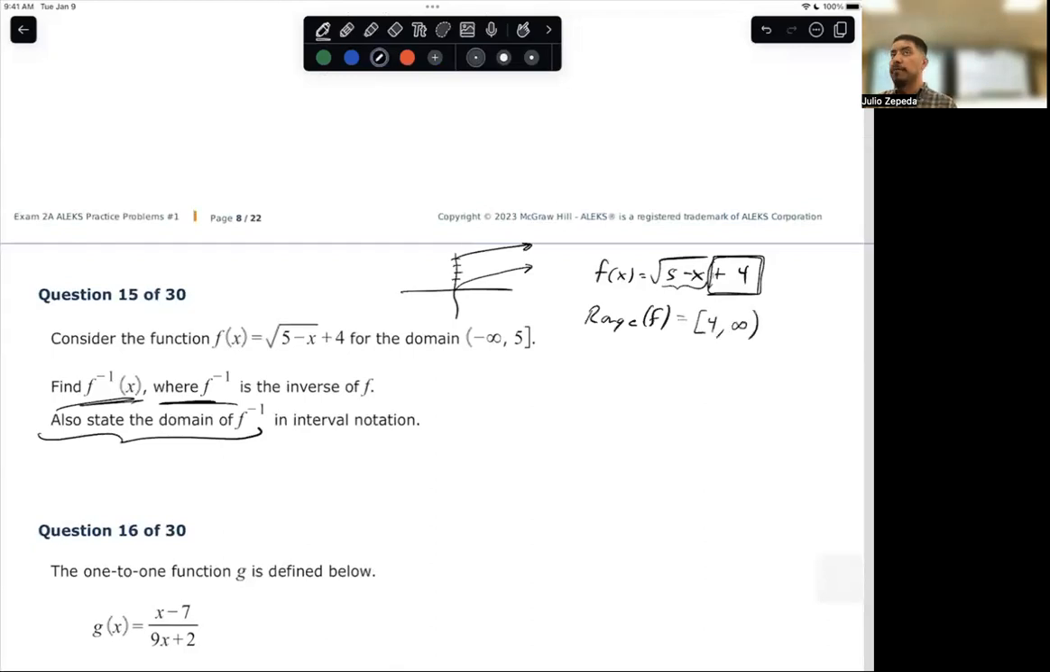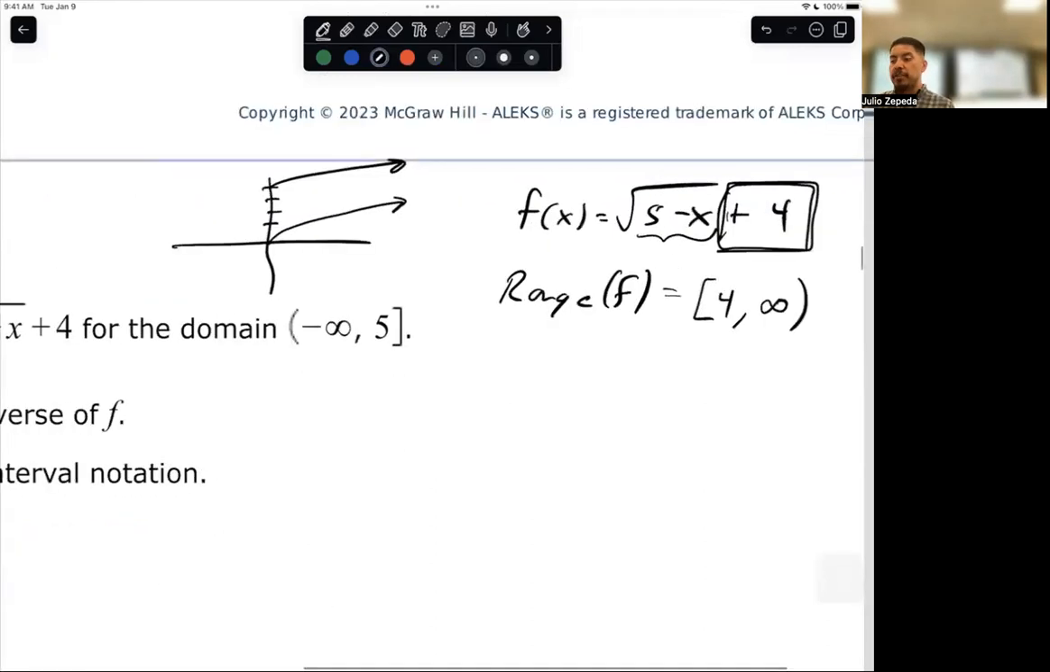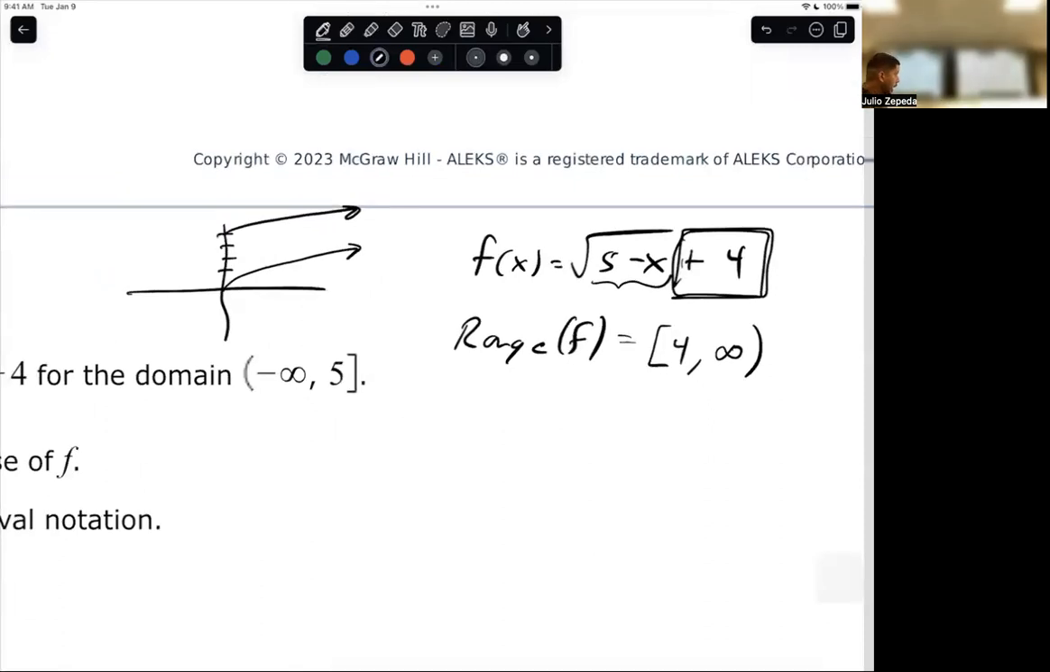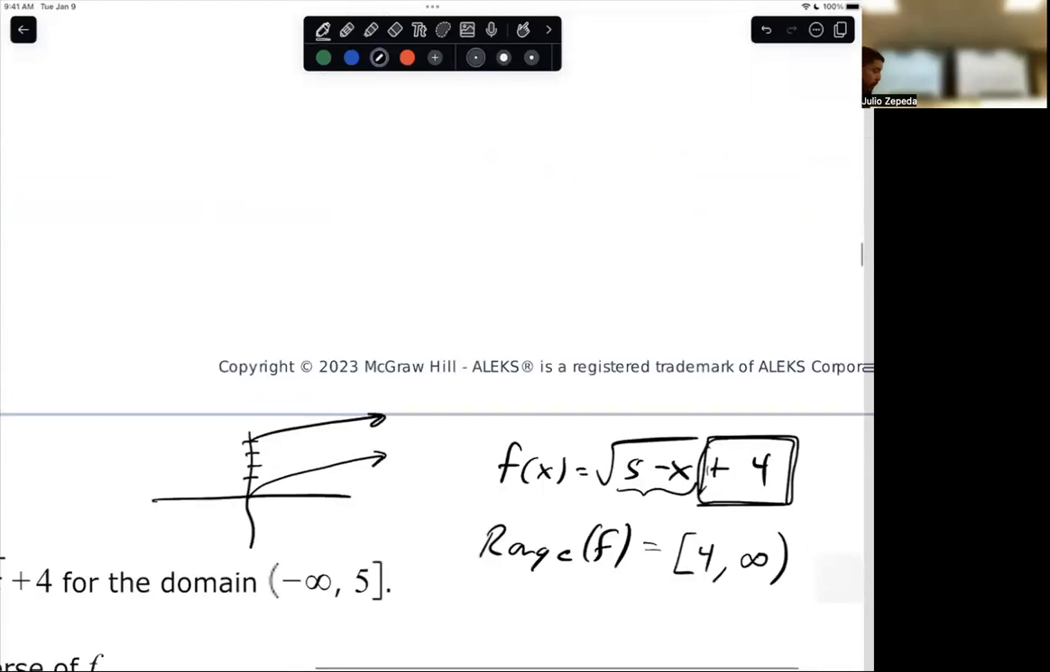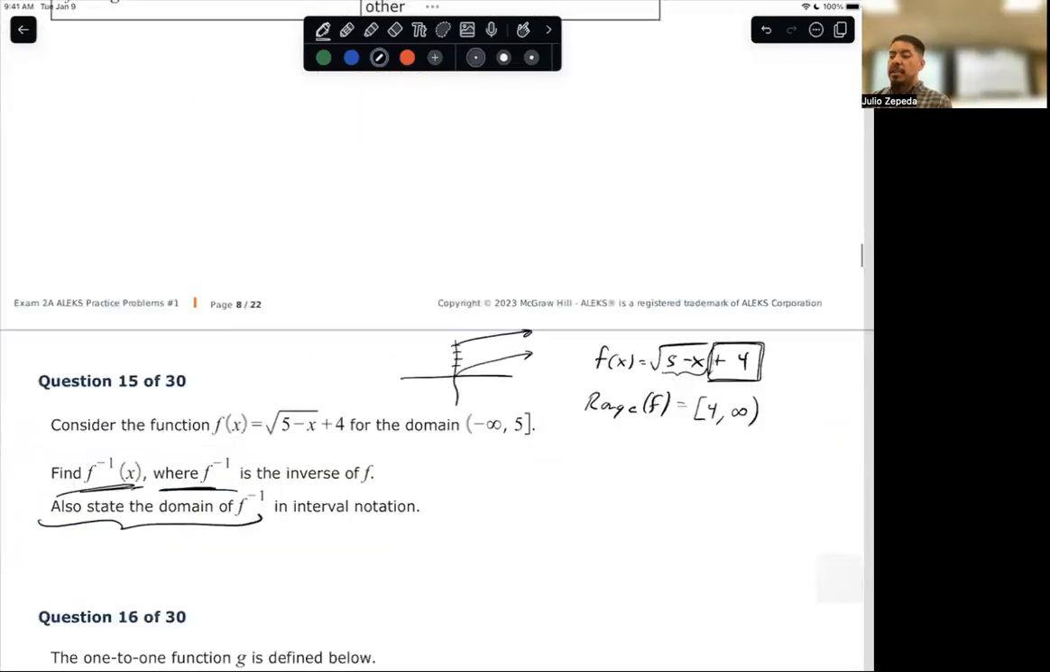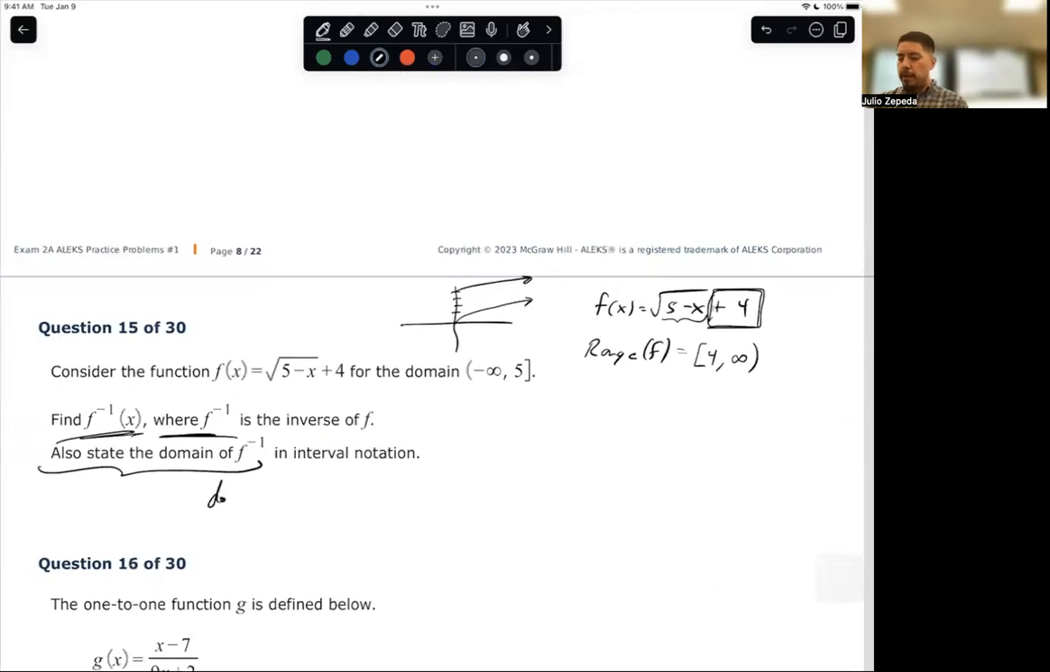4 to positive infinity. Yeah, so you have to know that for the square root function, the range is 0 to infinity. It starts right here at a height of 0, and then goes up to infinity. But this one got shifted up 4 units, so its range is 4 to infinity. So that's going to be the domain of f inverse. Notice we haven't even found the function f inverse yet, but we know its domain.